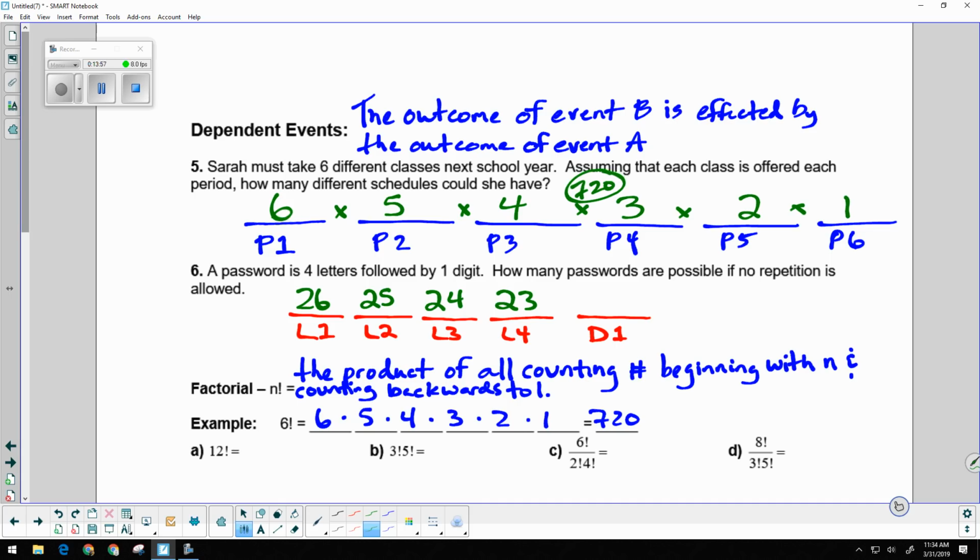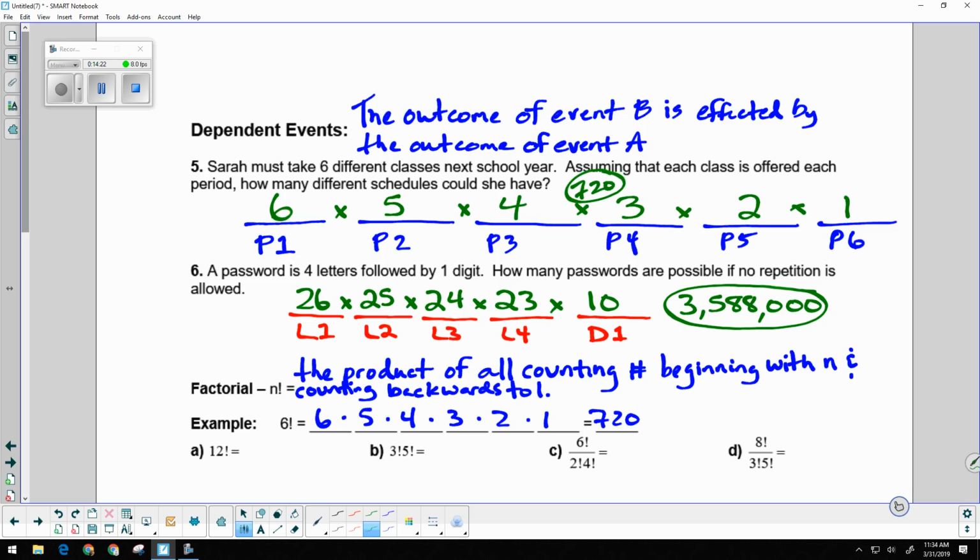Now for the digits, there are 10 digits, so I've got 10 choices here. We're going to multiply these numbers together. So there are 3,588,000 different passwords.